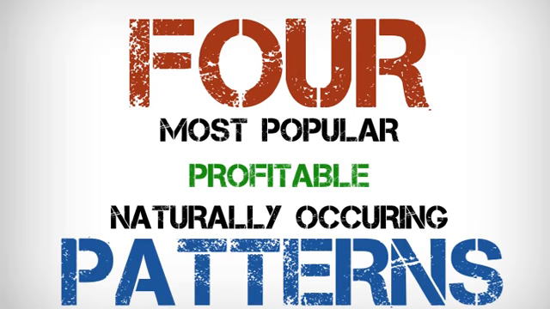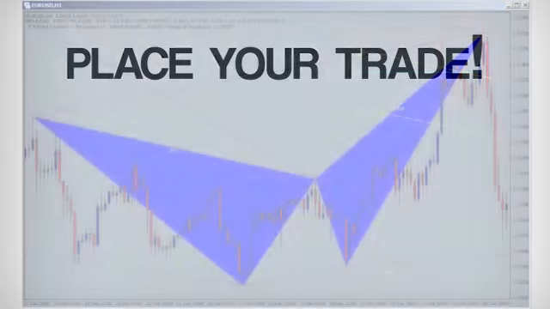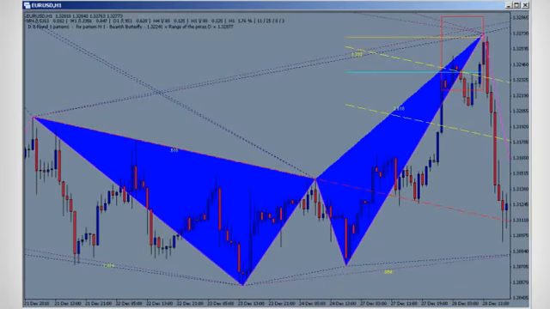Once you see the patterns have formed, your next step is to actually place your trade. The software shows you the PRZ, which is the potential reversal zone. Here is the PRZ for this chart. When one of the 4 major harmonic patterns form, there is a very high probability that the trend will be reversed and the market will start to move in the opposite direction. You will want to enter the market somewhere in this PRZ area.